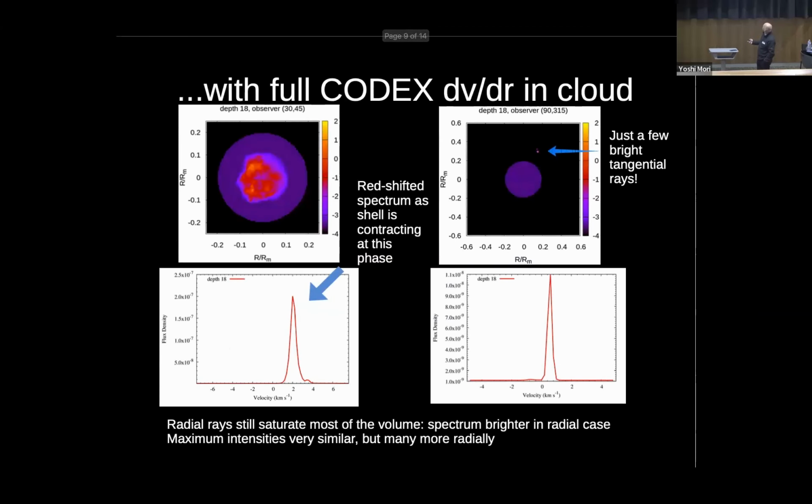And if I put in the full radial velocity gradient inside the cloud, they get a bit fainter, generally. Again, you see mostly emission in front of the star. There are some tiny little bright spots, tangentially amplified through lucky, very low velocity shift line of sight chances. So the spectrum here is brighter.